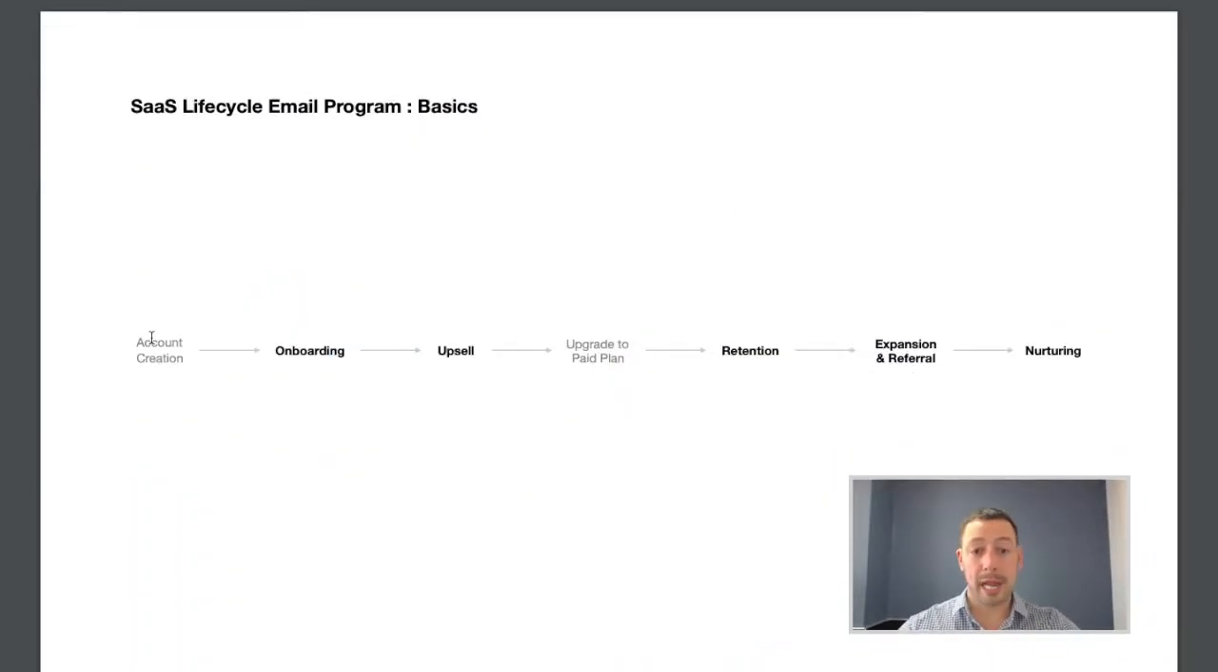Now let's look at the map included with this course. So number 2 is from sign up to activation, so from account creation to activation. So your onboarding sequence. For this phase, your goal is to help establish the product value and get users to their desired outcome. So what they're trying to achieve with your product.